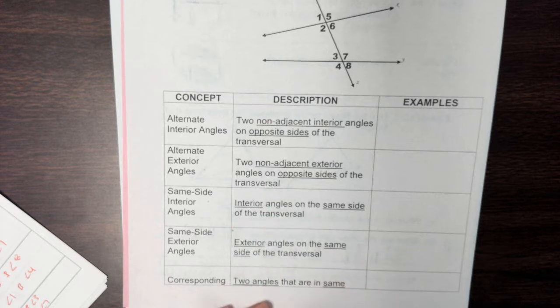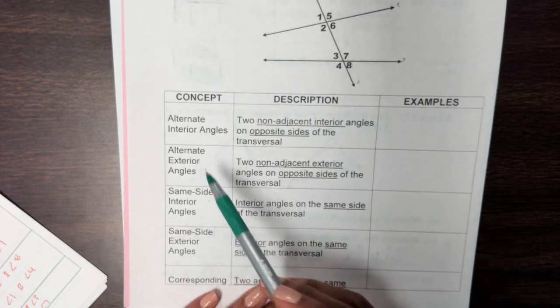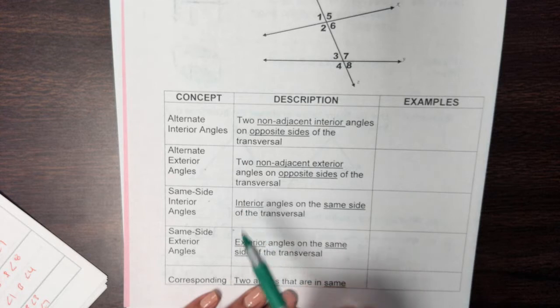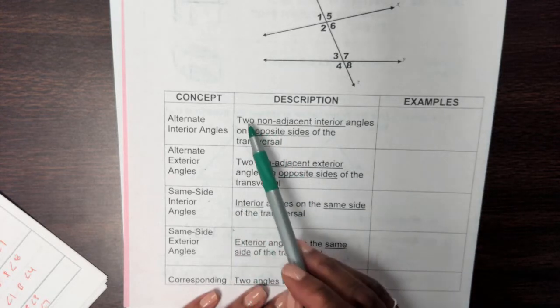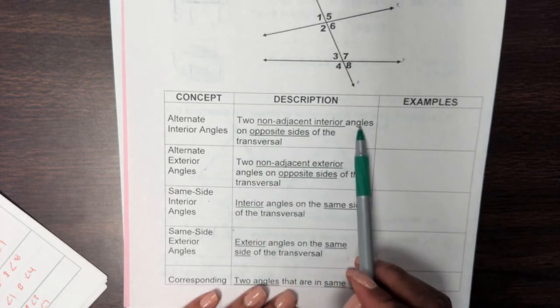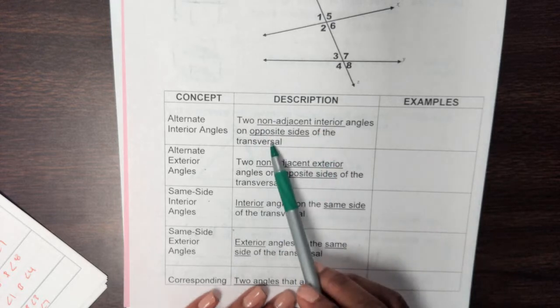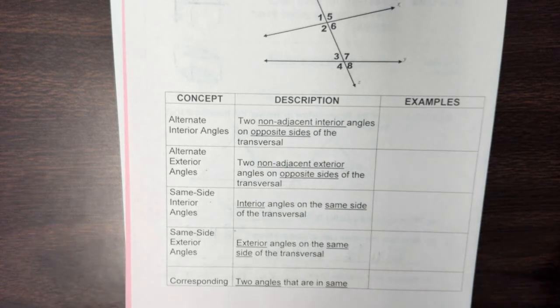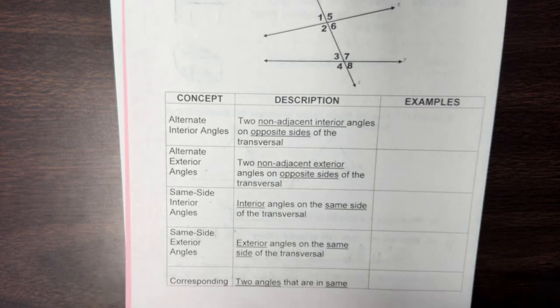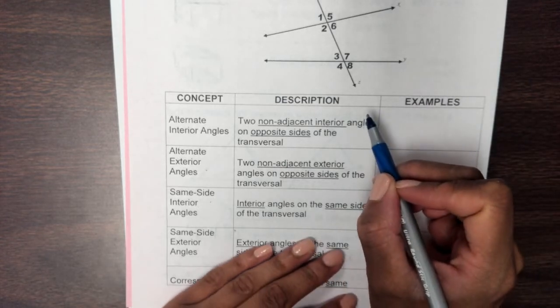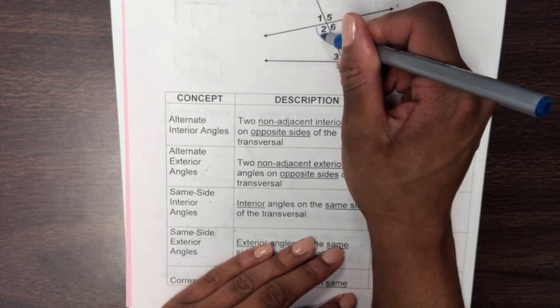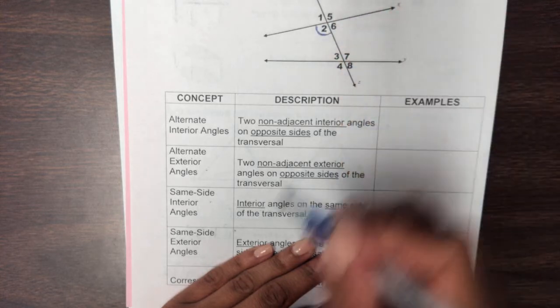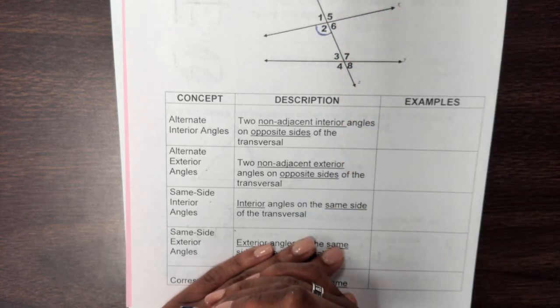So let's go through these definitions. Alternate interior angles, or you can say AIA if you abbreviate, are two non-adjacent interior angles on opposite sides of the transversal. So when I have things on opposite sides of the transversal, what does that look like? Well, let's use the diagram on top. We have two non-adjacent angles, and then what would be an alternate interior angle?